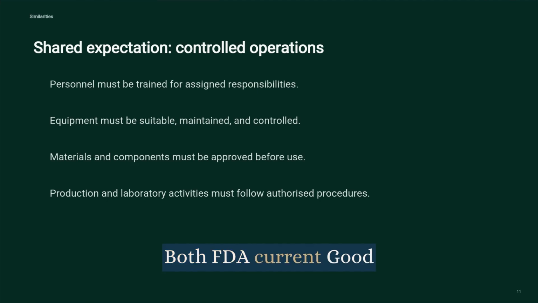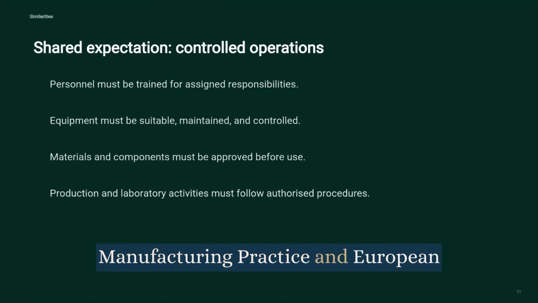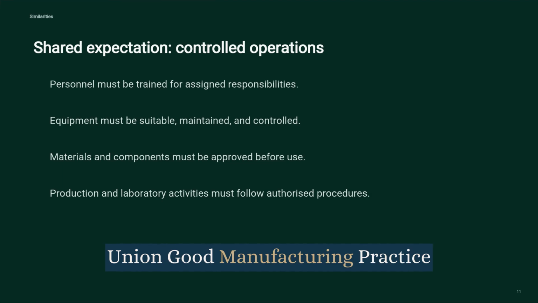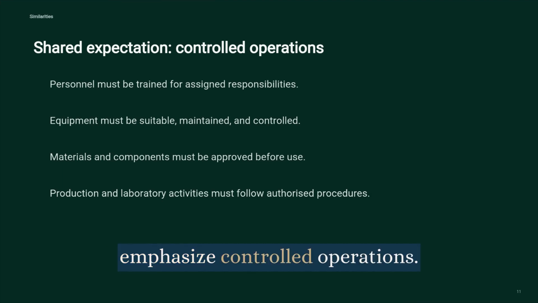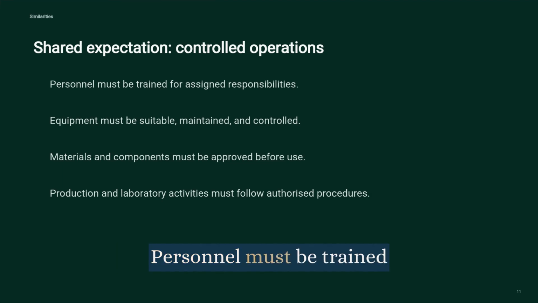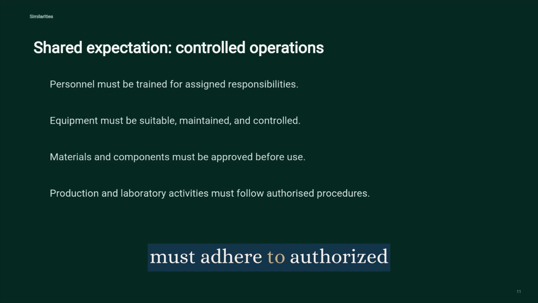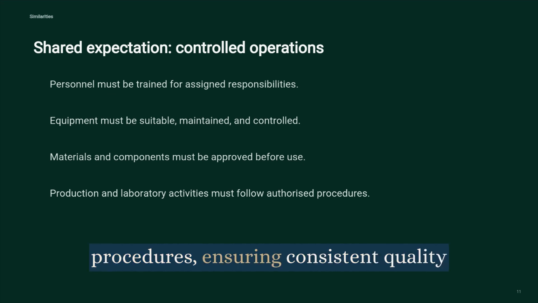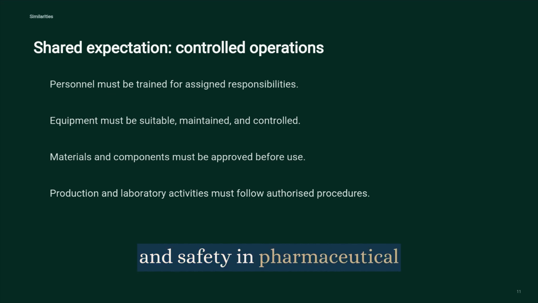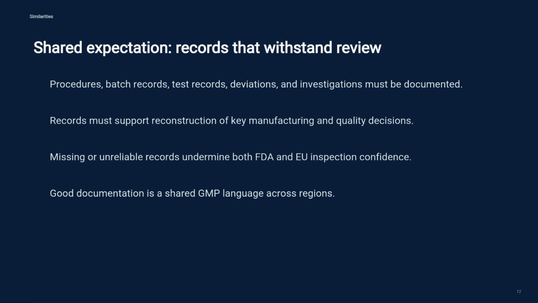Both FDA current good manufacturing practice and European Union good manufacturing practice emphasize controlled operations. Personnel must be trained for their roles, equipment must be suitable and maintained, and materials must be approved before use. Production and laboratory activities must adhere to authorized procedures, ensuring consistent quality and safety in pharmaceutical manufacturing.